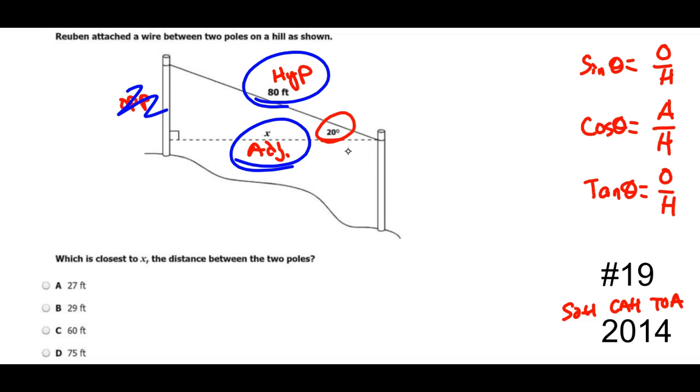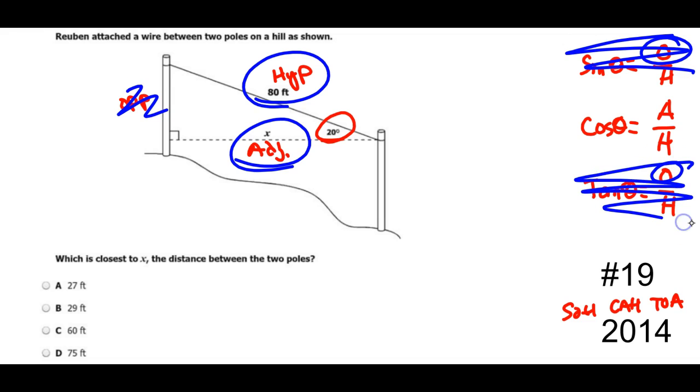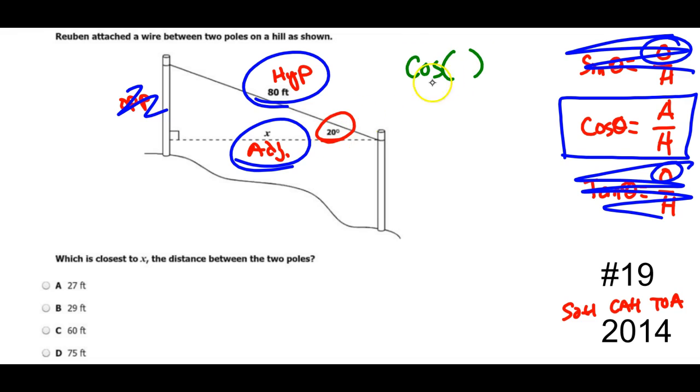When I look at this, I need the trig function that deals with adjacent and hypotenuse. So throw out the ones with opposite. That has an opposite there, throw it out. That's got an opposite there, throw it out. And that leaves me with this one right here. That tells me to use the cosine function. So cosine, and your angle always goes inside of here, it's 20. Cosine of 20 equals the adjacent over the hypotenuse, so x over 80.